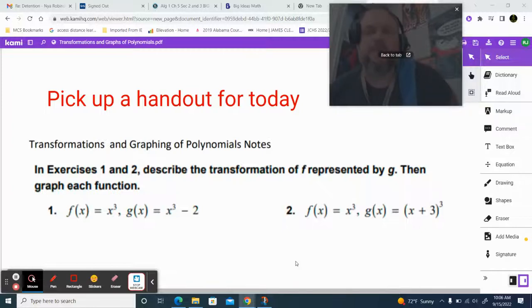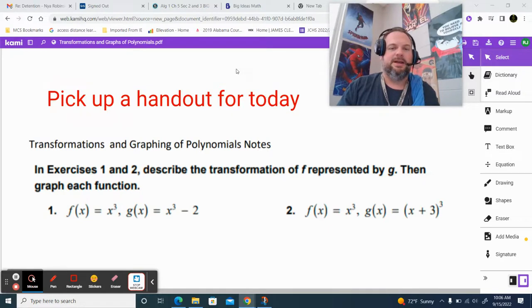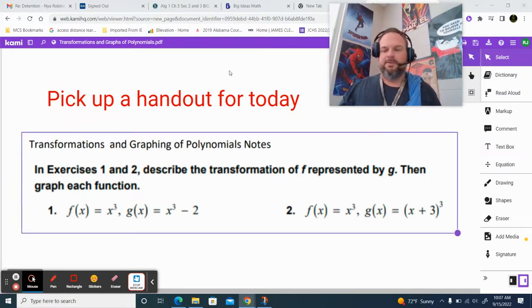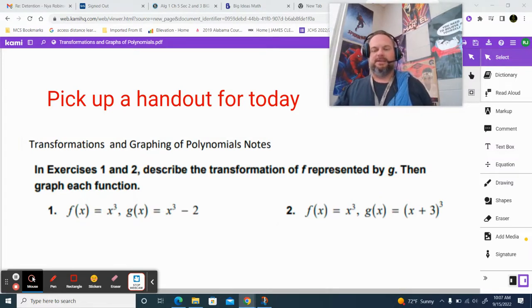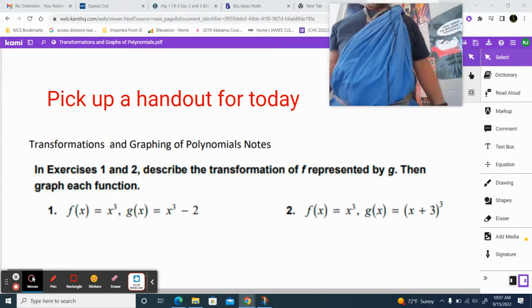All right, so we are back from Mr. Jeffrey's Algebra 2 class. We're still looking at polynomials, and today is Destinations Day, hence the toga.